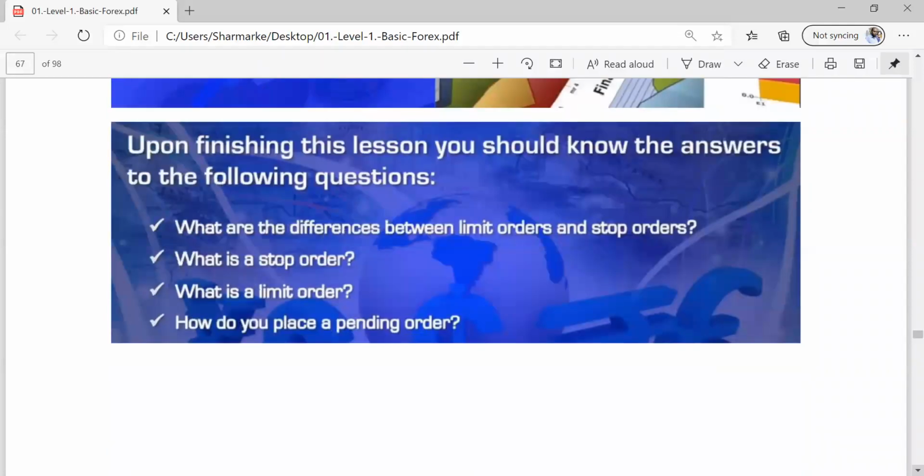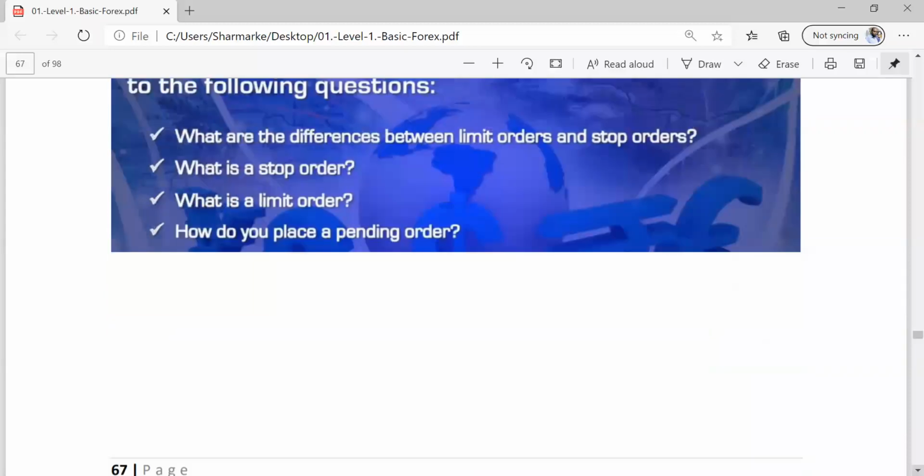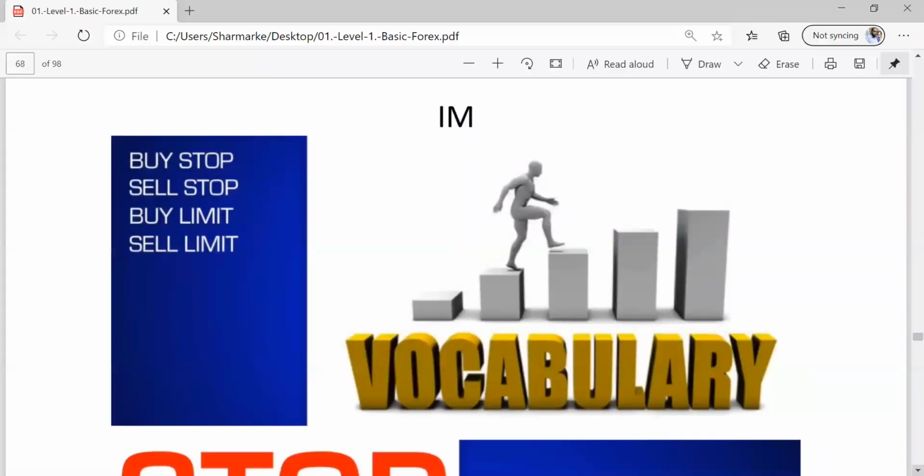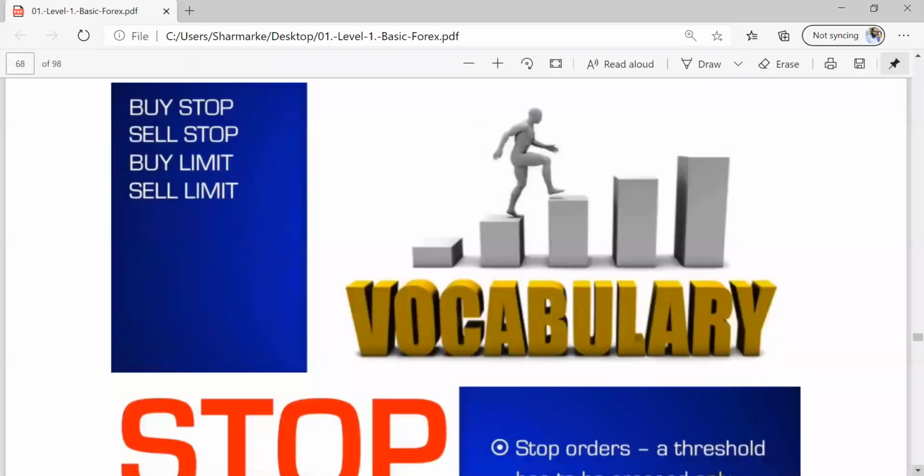Upon finishing this lesson, you should know the answers to the following questions. What are the differences between limit orders and stop orders? The buy stop, sell stop, buy limit, sell limit. We have to know what is different. How do you place a pending order? Let me go through them. Buy stop, sell stop, buy limit, sell limit. Those are four terms of placing an order.